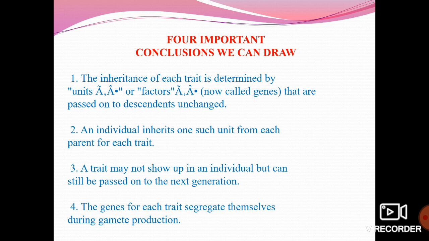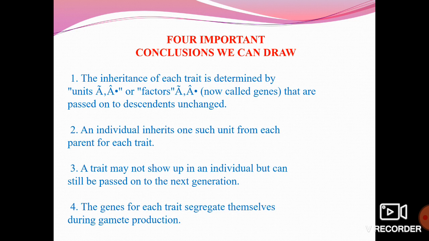Well, here the word unchanged is classical because we know that genes do change or mutate, but that will come later in our subsequent videos. I'll discuss with you the changeability of the gene. But as of now, the characters that descend depend on factors. The factors are de facto genes. An individual inherits one such unit from each parent for each trait.